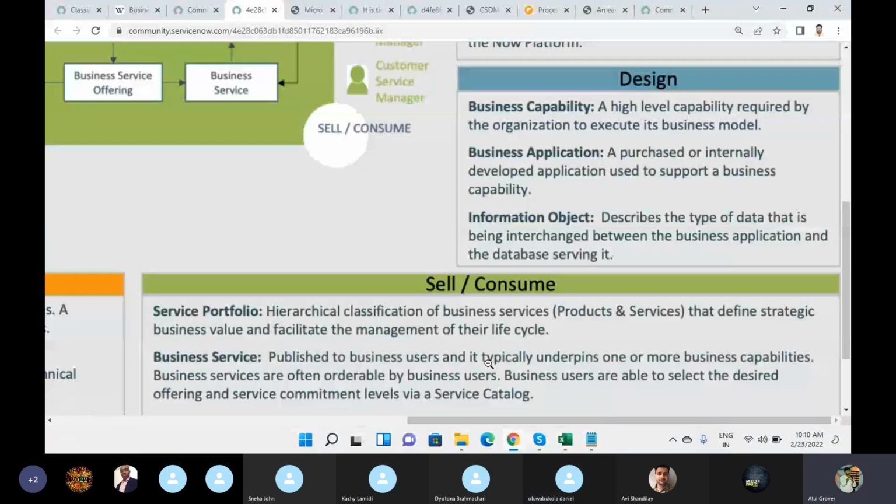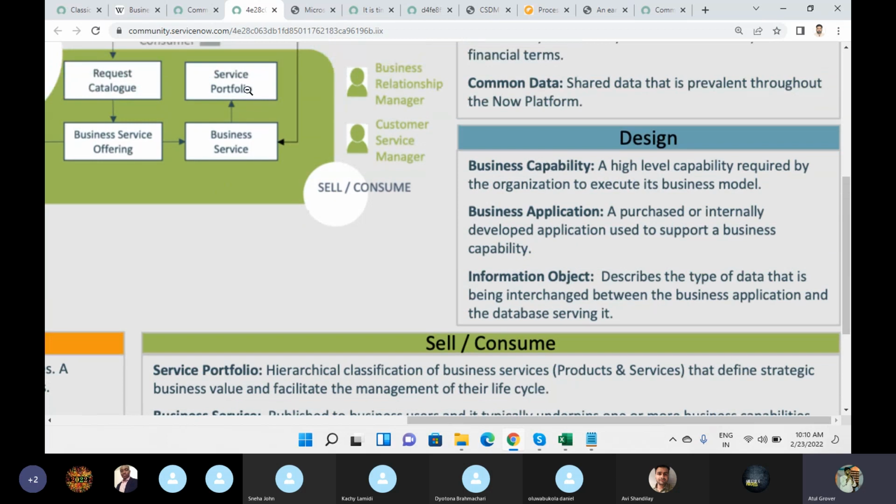Yes. I'm saying that this CSDM is more than a development, it is a concept to understand. So what does the portfolio say? It is a hierarchical classification of business services that define the strategic business value and facilitate the management of their life cycle. Means this particular portfolio, what is the portfolio of Atul Grover?